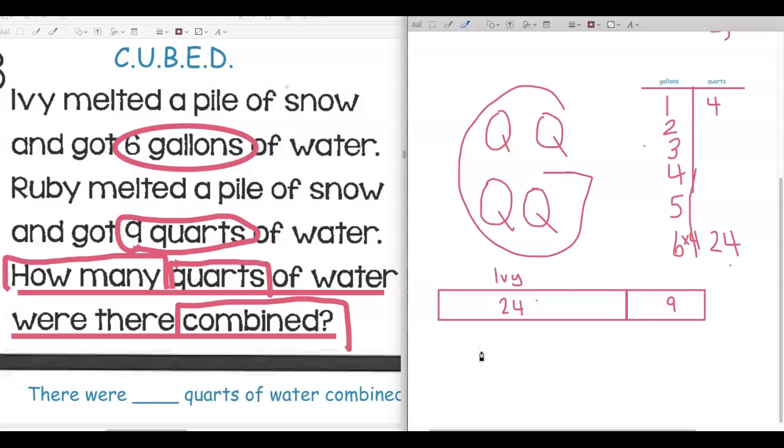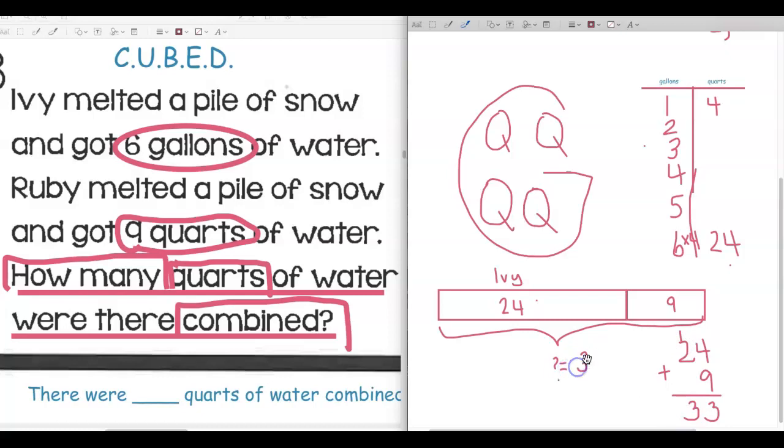And since my question says how many quarts of water were there combined, I then have to find how much both tape diagrams are. I'm going to go ahead and add then to find out 24 plus 9. 4 plus 9 equals 13. Write your 3, bundle the 10 ones over to the 10s. 1 plus 2 equals 3. So all together, how many quarts did they have?